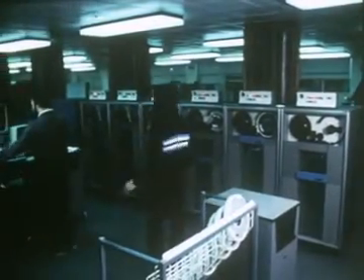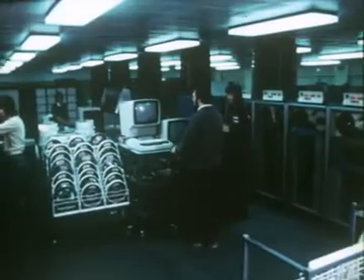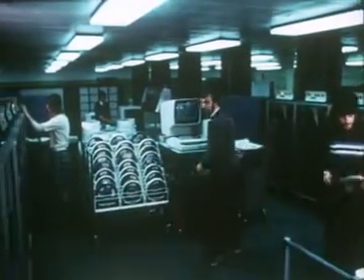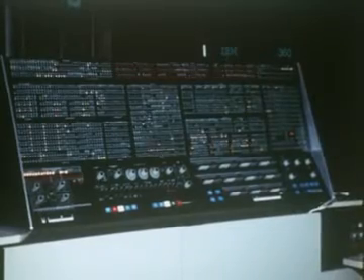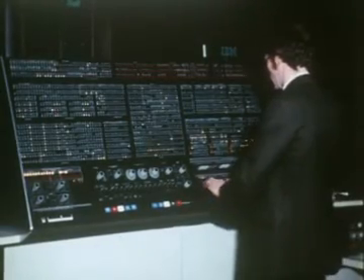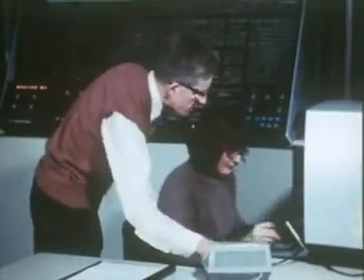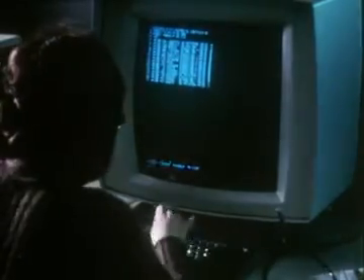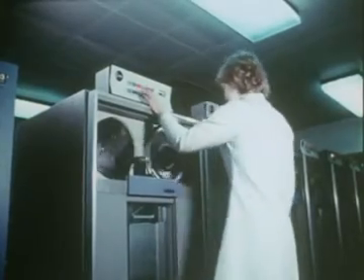The central computer of the SRC's Rutherford Laboratory is an IBM 370-195 with a cycle time of 54 nanoseconds and a core memory of 2 million bytes. Operation of the computer is controlled from a central display console.